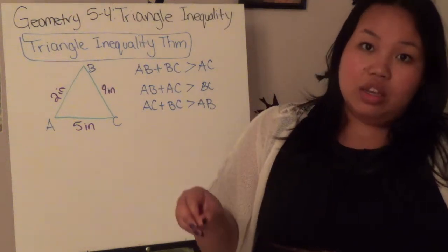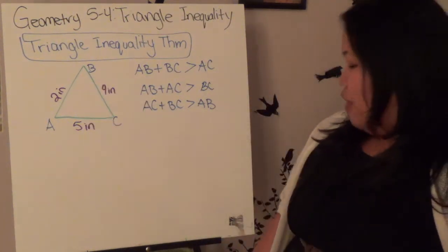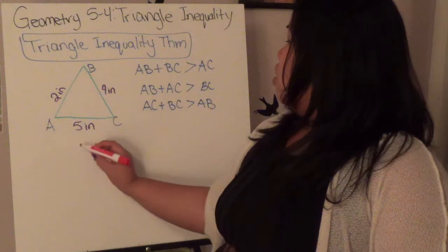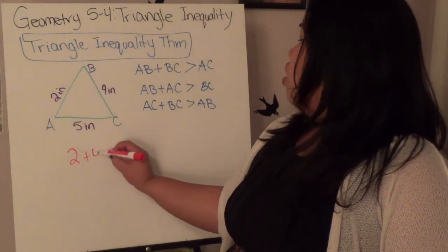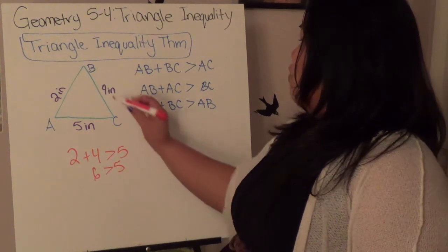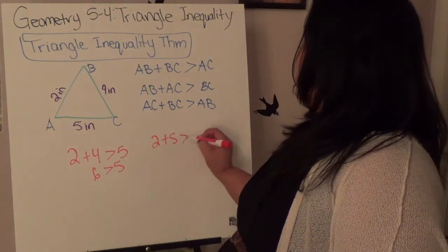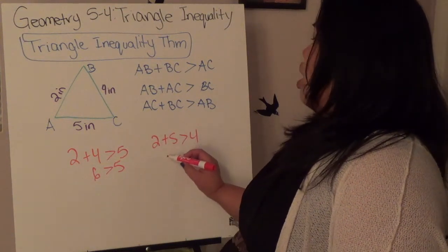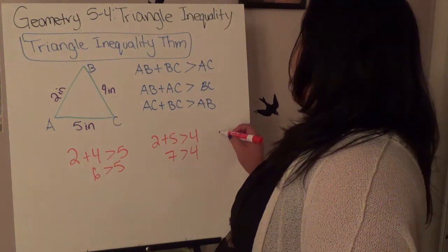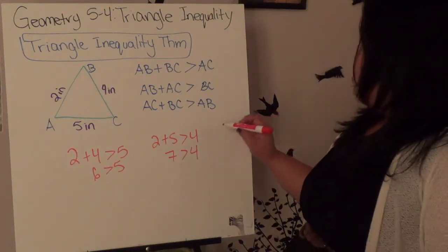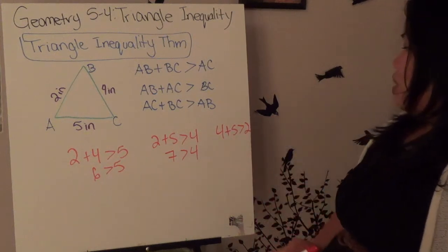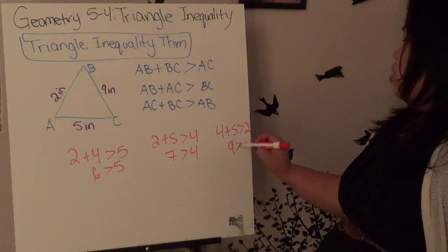than the last side. So for example, 2, 4, and 5. If I do 2 plus 4, it's bigger than 5, right? Because 6 is bigger than 5. If I do 2 plus 5, it's bigger than 4, which means that 7 is bigger than 4. And then I have 4 plus 5, which is bigger than 2 automatically because both of these are bigger than 2. So 9 is bigger than 2.